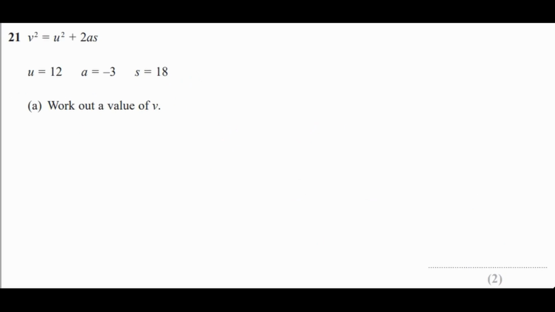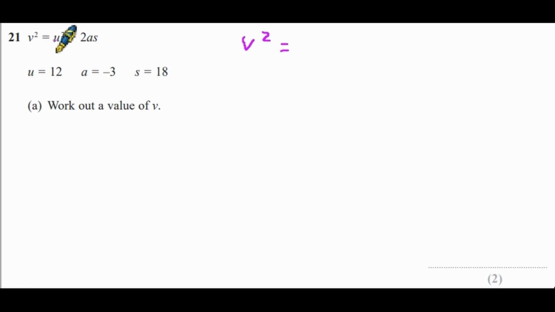Question 21, part A, we are given a formula. It says that v squared equals u squared plus 2as. And then we're given the values of u and a and s, and we are asked to work out v. So let's make a start. We are looking for v. At the moment we are told we have v squared in the formula.